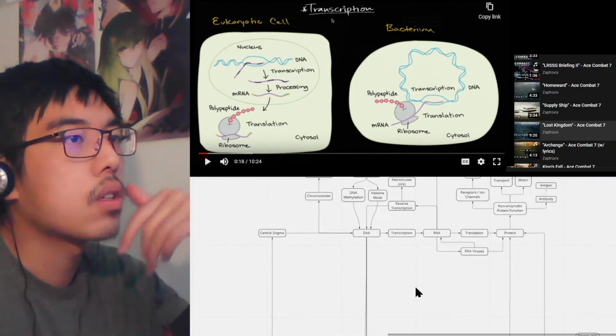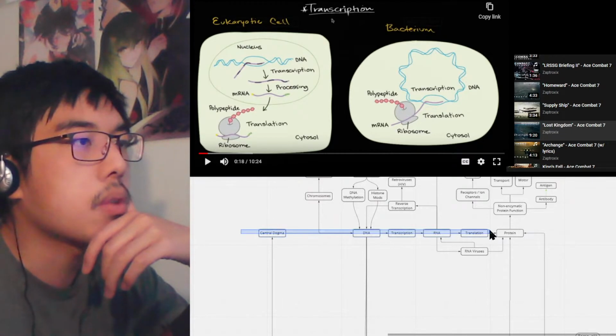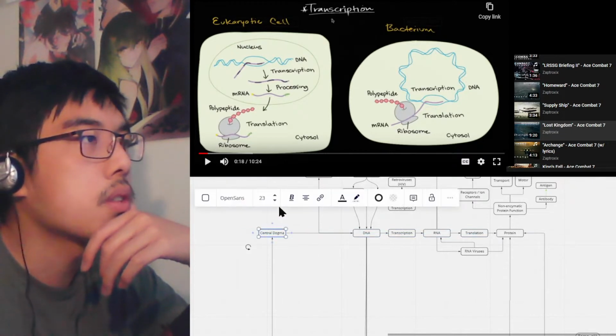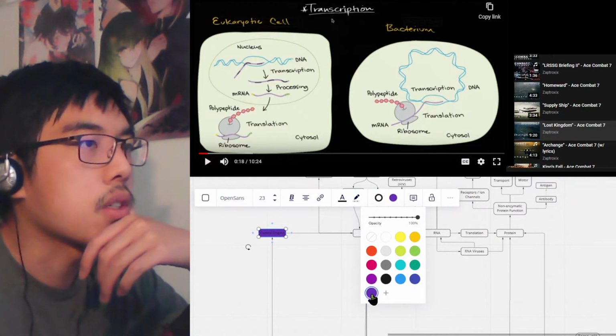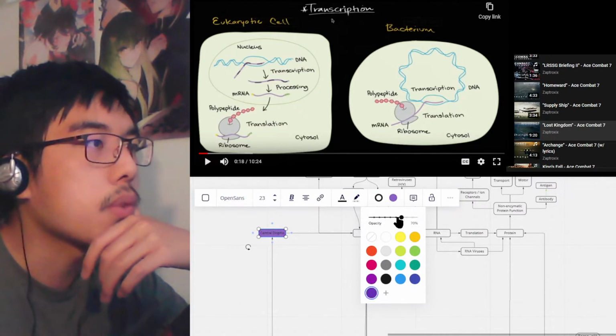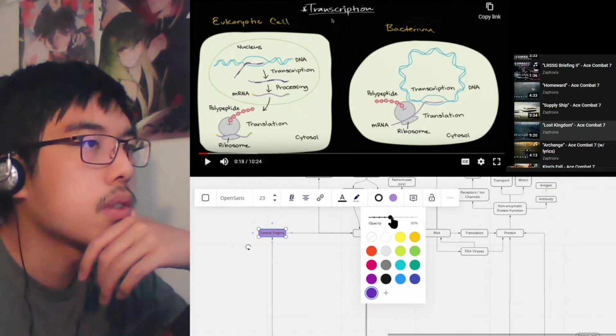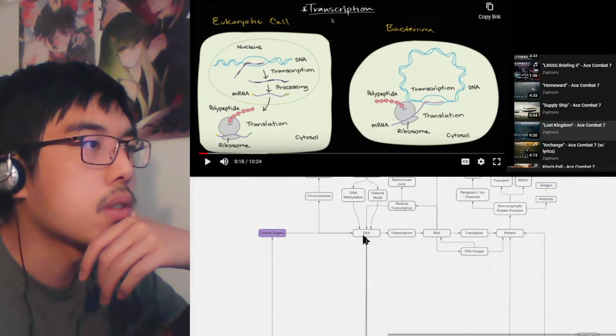Replication. Okay, maybe we can color the central dogma a certain color. Let's see, maybe purple. Oh god, you can't read that. Actually, you can change the opacity of this. I didn't know that. Wow. Oh, go figure.